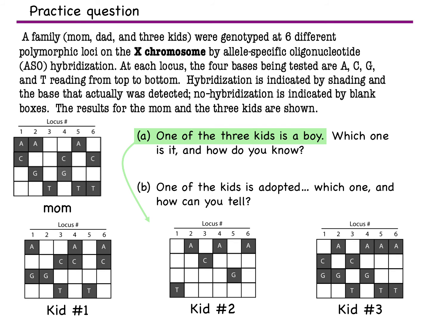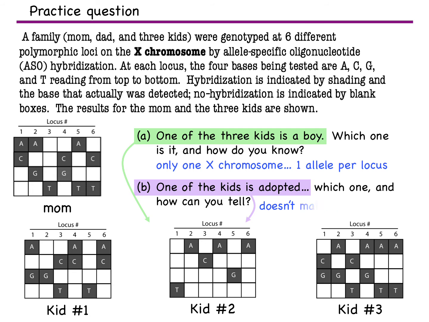And then what about which of the kids is adopted, and how can you tell? Once again, the answer is kid number 2. The reason you can tell is, for example, if you look at locus 1, kid number 2 has to inherit at least one of those alleles from mom. What you can see is kid number 2 has inherited a T allele at locus 1, but mom doesn't have a T allele at that locus. So mom cannot be the mom of kid number 2. And there are other inconsistencies as well in this pattern of hybridization.